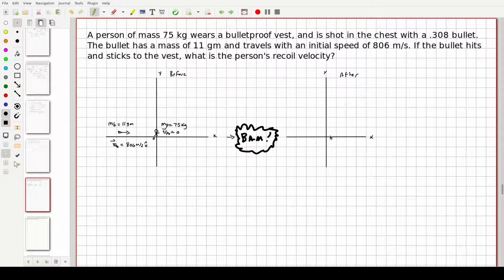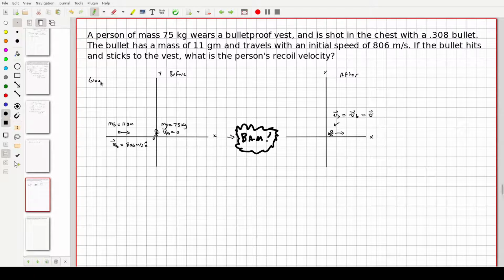And then afterwards, what happens is you have a person with a bullet sort of stuck to the vest, if you want to think of it like that. So what that means is that the velocity of your person after the collision is going to be the same as the velocity of the bullet after the collision. I'm just going to call that V. Why is that? Well, they're stuck together, so as they recede back this way, they're both receding back with the same velocity. Okay, so now what are we given?